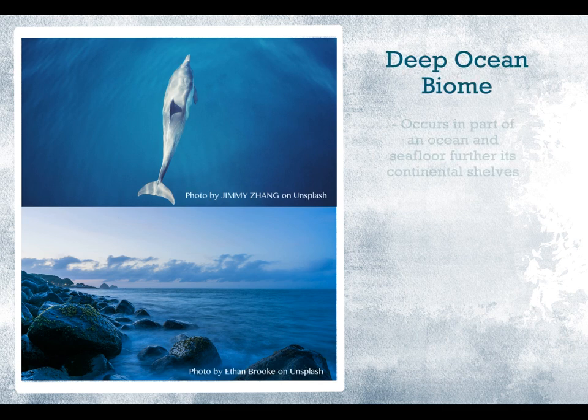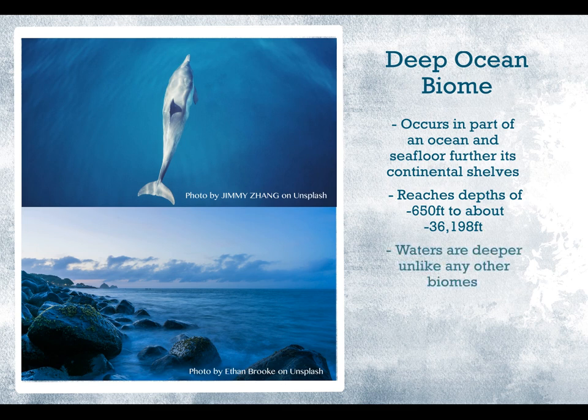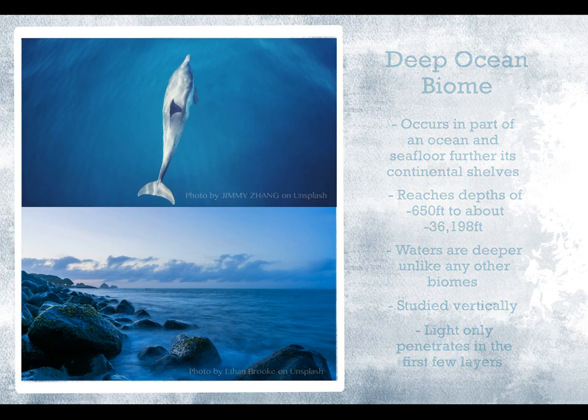First, a deep ocean biome occurs within a part of an ocean and its seafloor further past its continental shelves. This reaches depths of 650 feet to about 36,198 feet below, at Challenger Deep in the Mariana Trench. The waters in deep oceans are deeper than any other biomes existing on Earth. Deep oceans are typically studied from top to bottom, then from side to side. Here, light is only able to penetrate through the first few layers of deep oceans, while the rest is under full darkness. So, animals exist at the bottom of deep ocean layers which you may not even recognize.